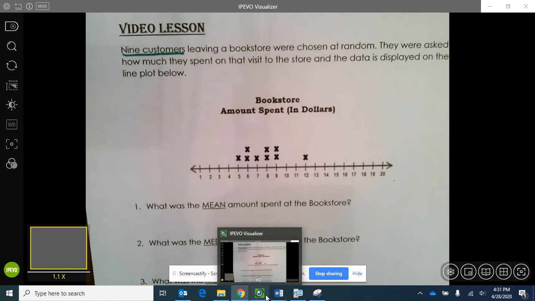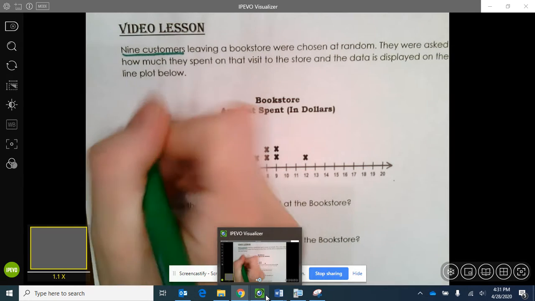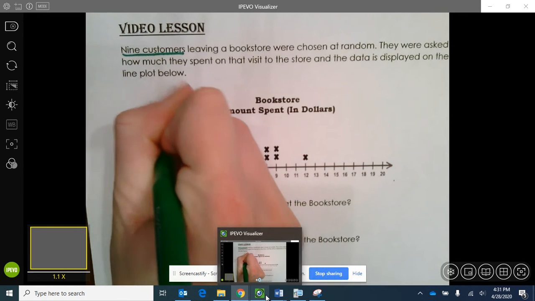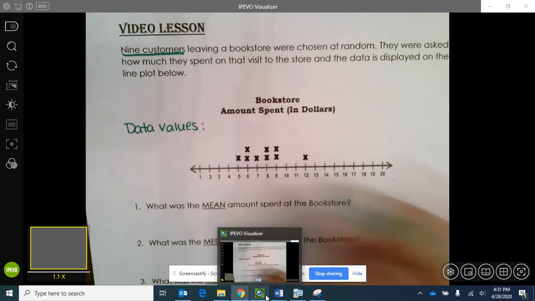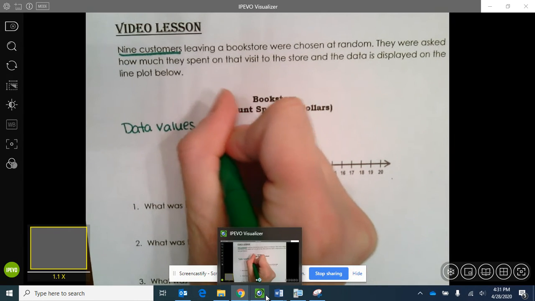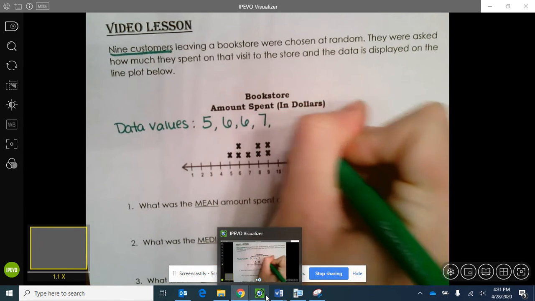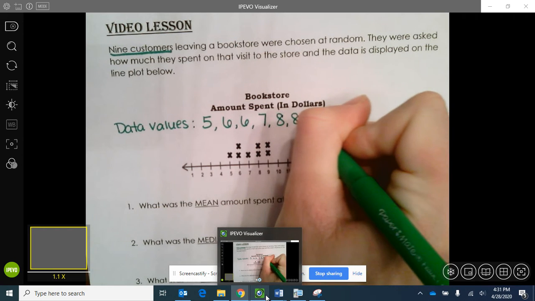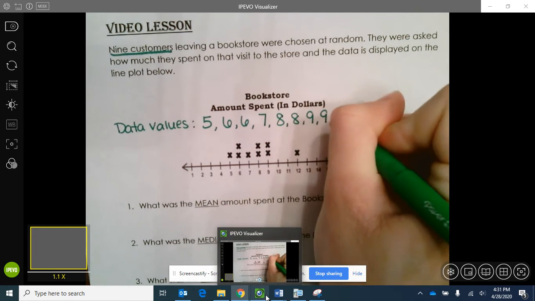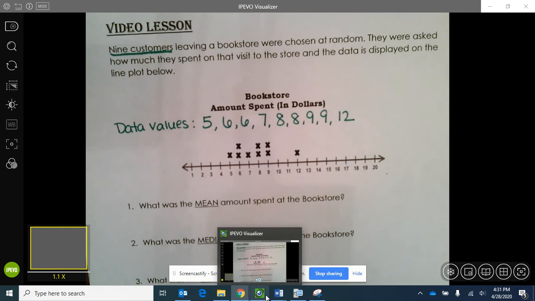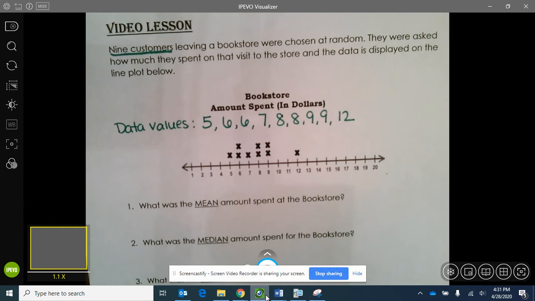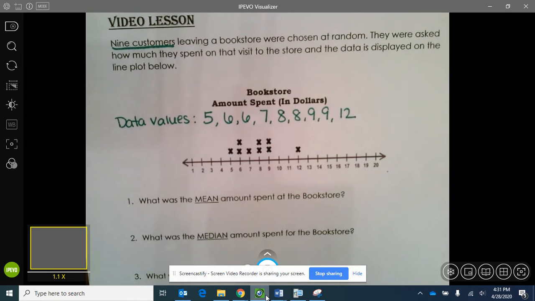So the first thing I would do, before you answer any questions about the line plot, is start by writing out all your data values. So like I said, we have 1 five, 2 sixes, 1 seven, 2 eights, 2 nines, and a 12. So those are all the data values that I'm pulling from this data display. Now that I have my data written out, it makes it a little bit easier to calculate things like the mean, median, mode, and range, which is what we're going to be asked to do.